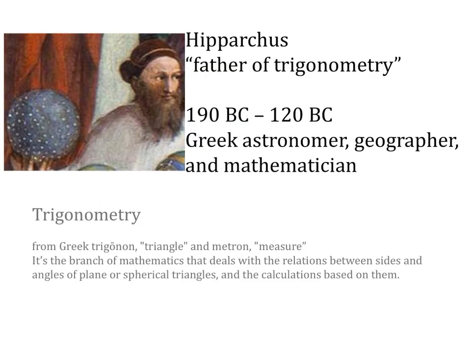All right, here's a little history on trigonometry. The father of trigonometry, known as Hipparchus, was around 190 BC to 120 BC, so a very long time ago, but he was a Greek astronomer, geographer, and great mathematician. So I don't want us to be intimidated by this word trigonometry. It's simply from the Greek trigonon, which is triangle, and metron, which is measure. So it's the branch of mathematics that deals with the relations between sides and angles of a plane or spherical triangle. So our calculations are based on them. So it's simply dealing with the measure of triangles.